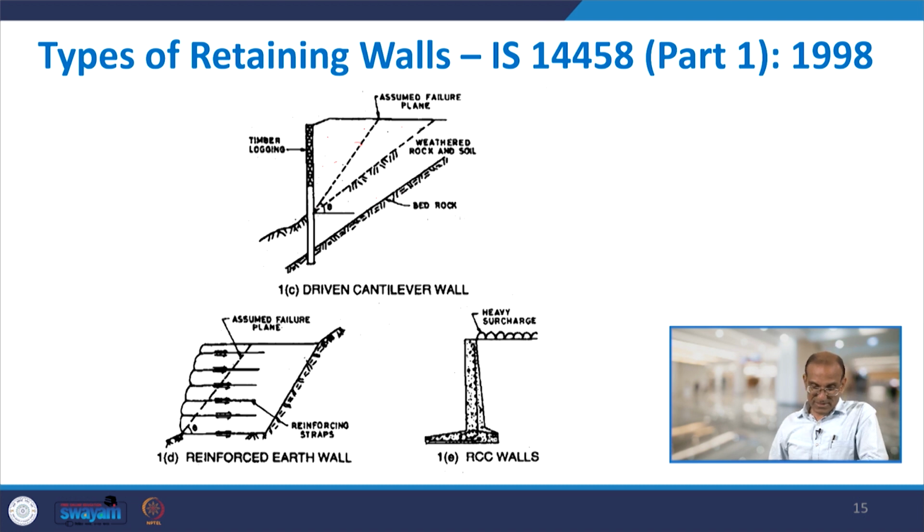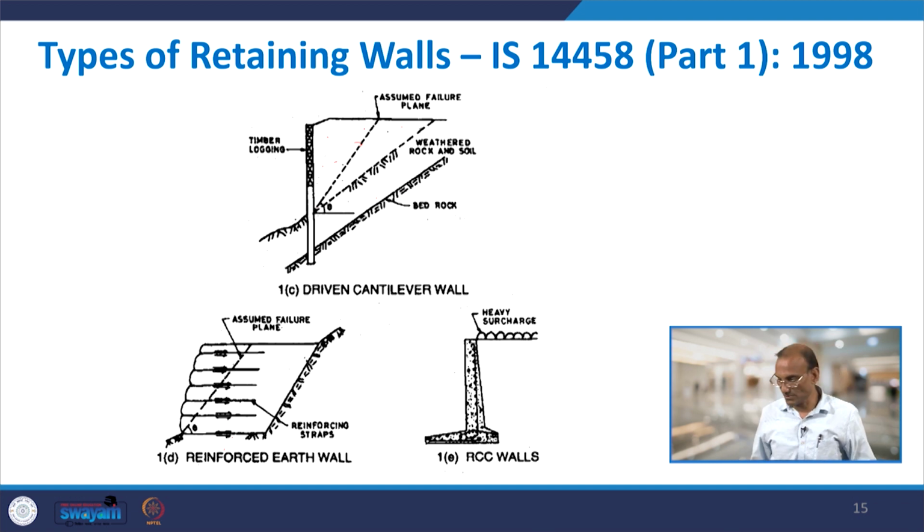Then you have reinforced earth walls. In the case of a reinforced earth wall, what is done? You apply reinforcement strips. So this is the wall, and on this wall reinforcement strips are kept in the horizontal direction. So anything which tries to push it down, due to wind action or lateral earthquake force, these ties will try to keep them in line.